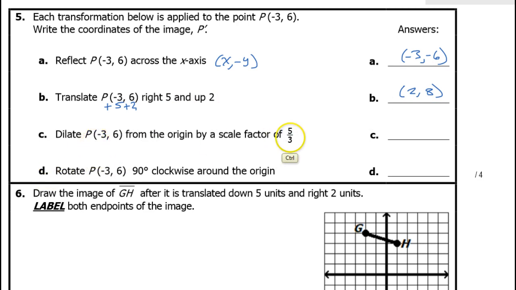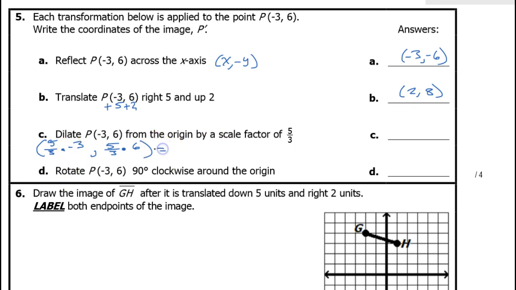Dilating by this scale factor. When you dilate, as we discussed on problem number 4, when you dilate from the origin, I should say, all you do is multiply by the scale factor. So if I just take 5/3 and multiply that times -3, and then I take 5/3 and multiply that by 6, that should give me the image.